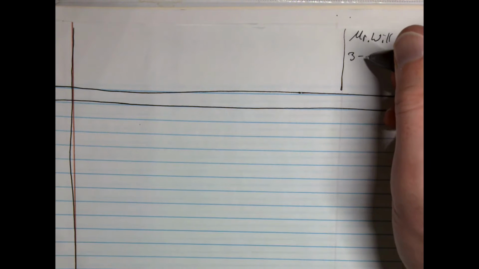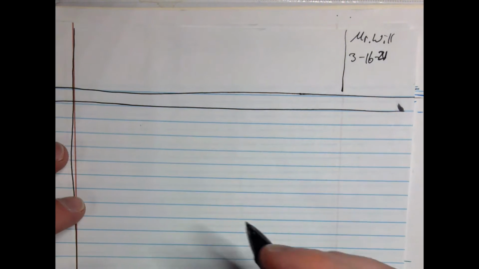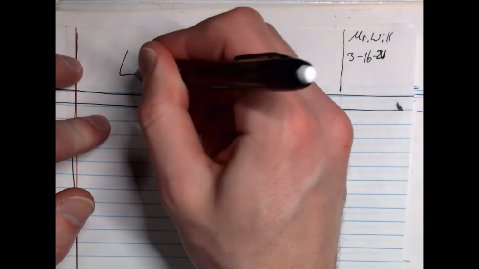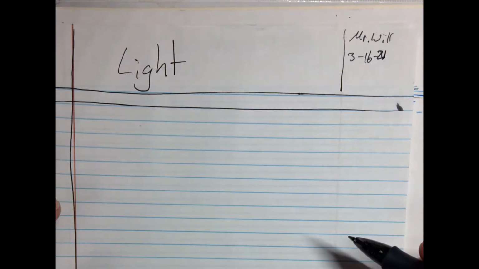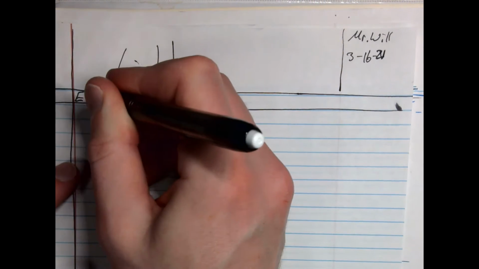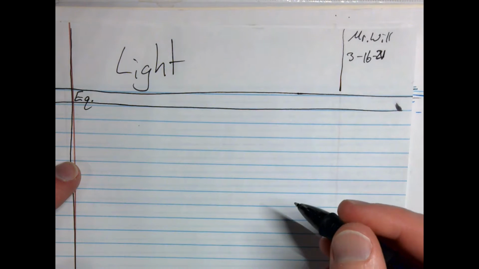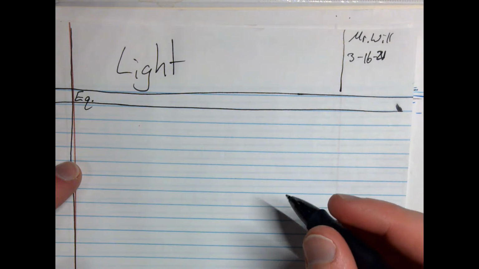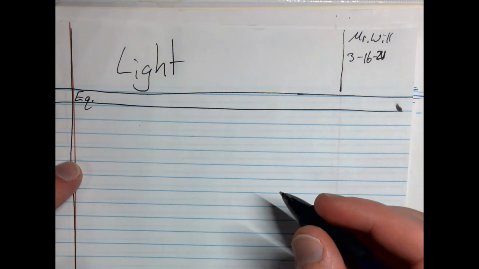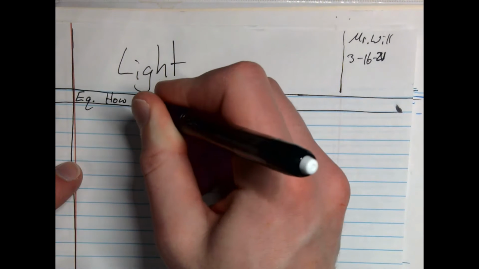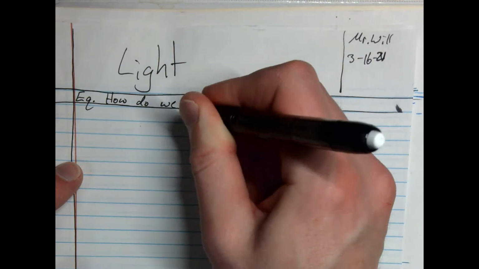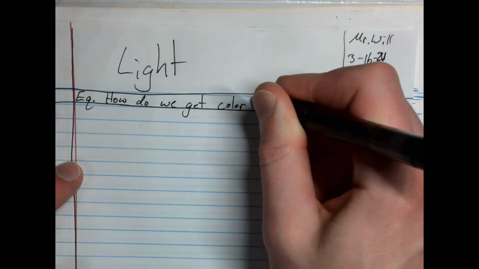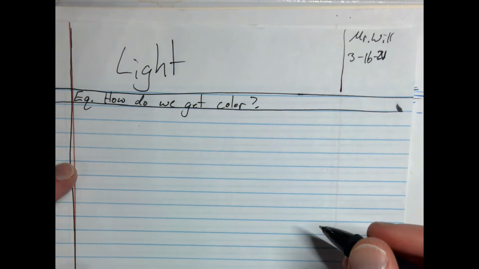So we got our name up top, and then the date, which is 3/16/21. Okay. And then we have our topic for today, which is light. And then our essential question is probably, how do we get color? Let's try that. How do we get color? And that should be answered today.